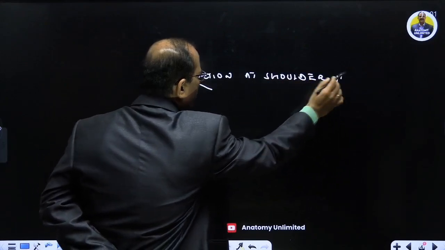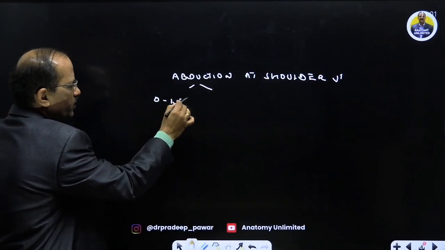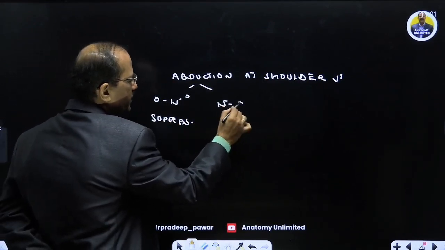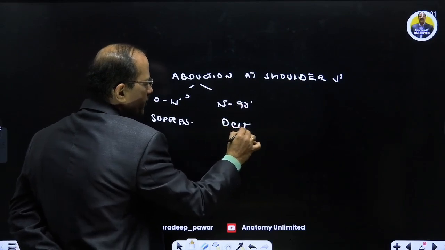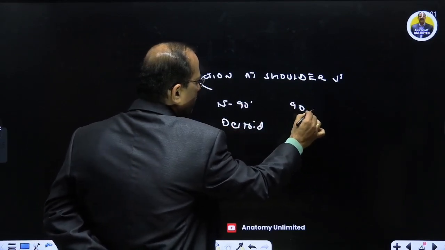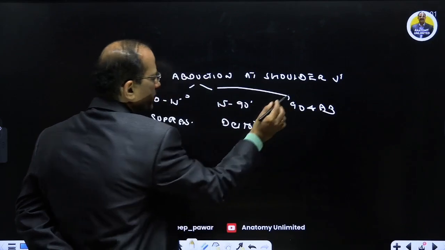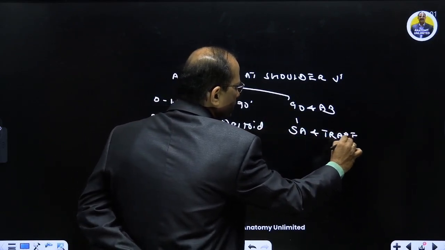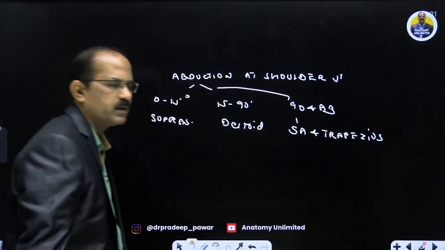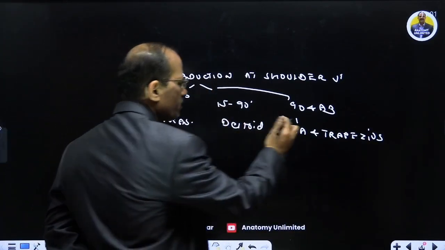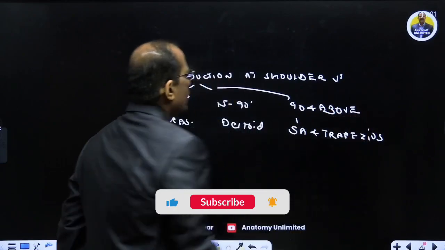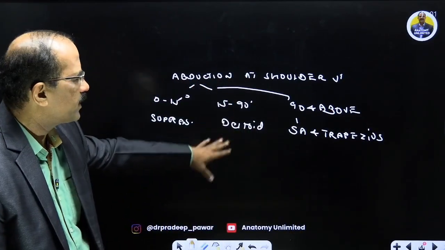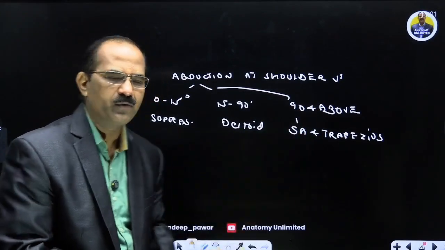चलो ये फटाफट देख लो. Abduction at the shoulder joint 0 to 15 degrees कौन करता है? Supraspinatus. 15 to 90 degrees कौन करता है? That's deltoid. And 90 and above, it's done by serratus anterior and trapezius. So 0 to 15 degrees is done by supraspinatus, 15 to 90 degrees by deltoid, 90 and above by serratus anterior and trapezius.